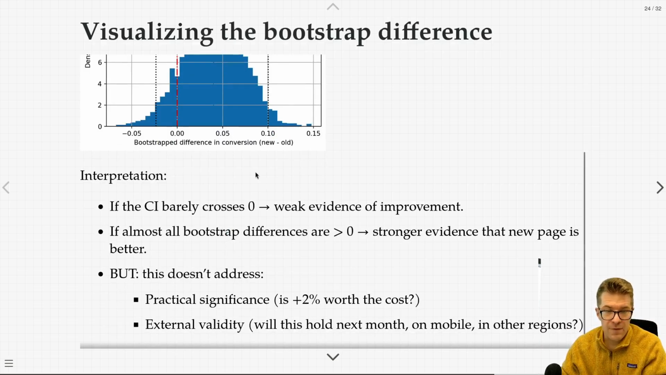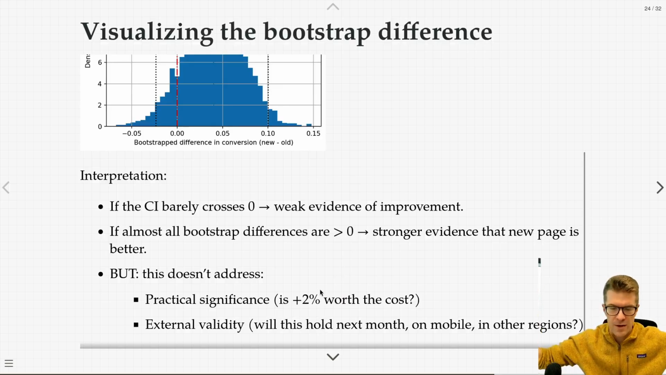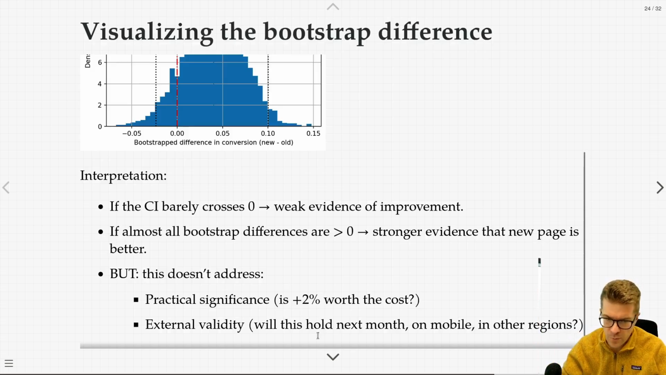So indeed, if the new page takes more energy, or more resources, or costs more to keep maintained, is a difference of 2% or 3% or 4% actually going to be meaningful to us, weighed against the cost of maintaining this new page? And again, the bigger picture, getting extra validation: will this observation hold next month? Will it hold on mobile devices versus on the desktop? Will it hold in different regions if we sampled the big set of data somewhat differently? We need to think carefully about how we gathered the data in the first place.